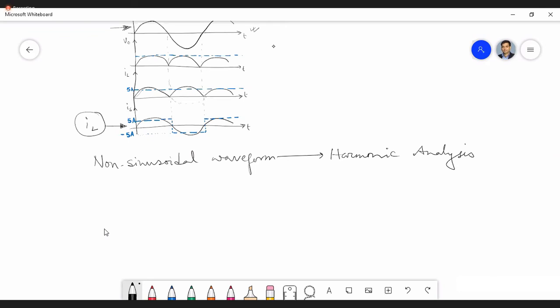Sir, from the fundamental, we can find out the fundamental power factor, and that will help us in calculating the supply power.